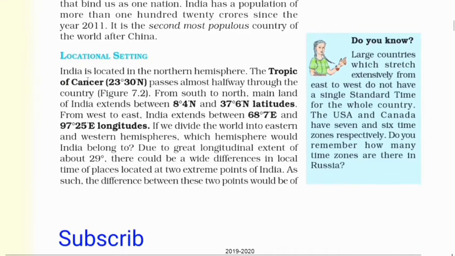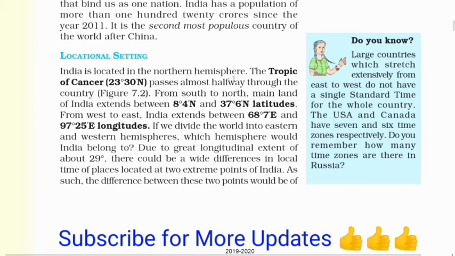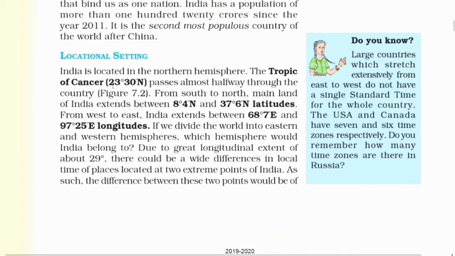Locational setting. India is located in the northern hemisphere. The Tropic of Cancer, 23 degree 30 minute north, passes almost halfway through the country. From south to north, the mainland of India extends between 8 degree 4 minute north to 37 degree 6 minute north latitudes. From west to east, India extends between 68 degree 7 minute east to 97 degree 25 minute east longitudes.